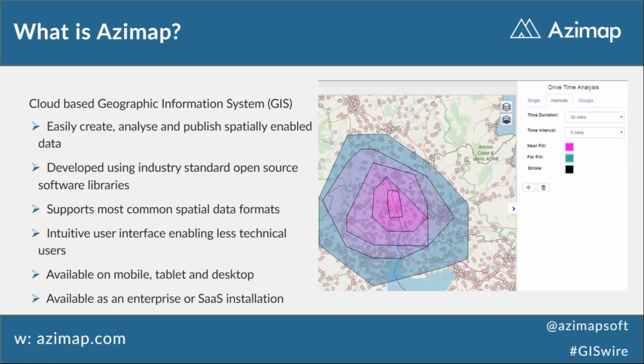So first of all, what is Azimap? Well, Azimap is a cloud geographic information system. It provides customers with the tools to easily create, analyse, and publish spatially enabled information. It has been developed on open source principles, and as previously mentioned, supports all major formats and more than 6,000 localized and global projections. It is suitable for both power GIS and non-technical users, so for us marketers out there who have never used GIS before, this tool is ideal for you. And it is available as an enterprise or SaaS-based installation.